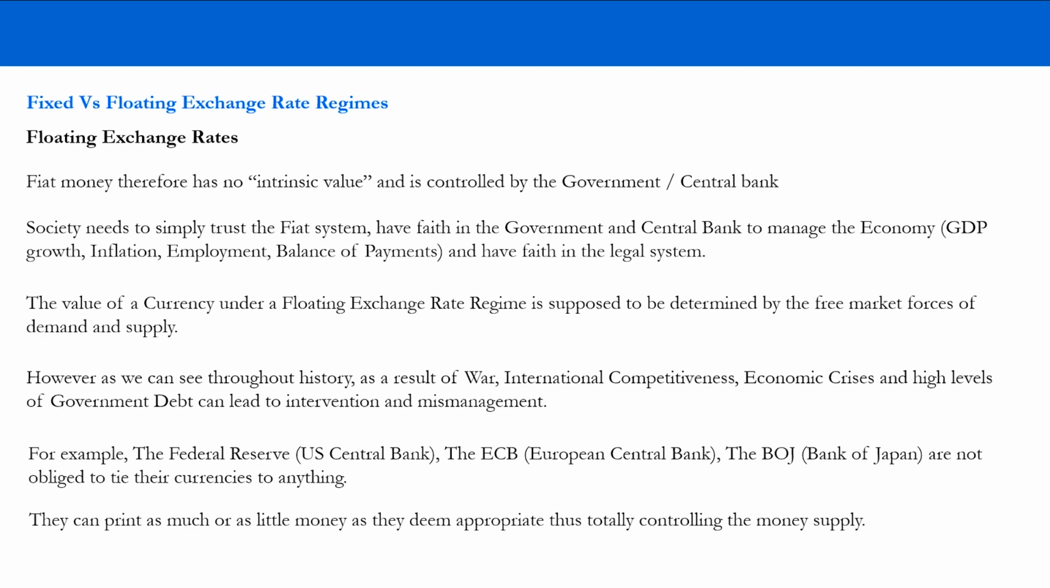So, for example, the Federal Reserve in the US, so the US Central Bank, the ECB, the European Central Bank, the Bank of Japan, so the BOJ, they're not obliged to tie the value of their currencies to anything. They can essentially print as much or as little money as they deem appropriate, and they're in complete control of the money supply.